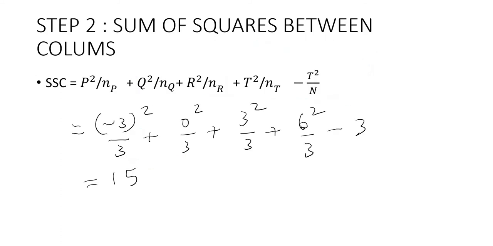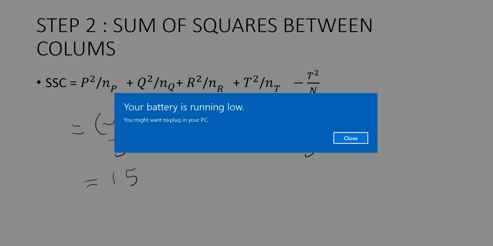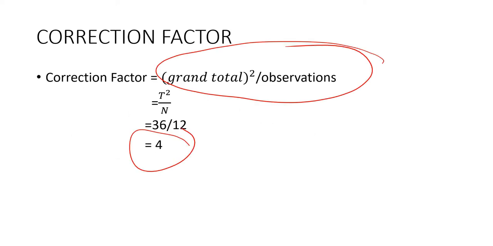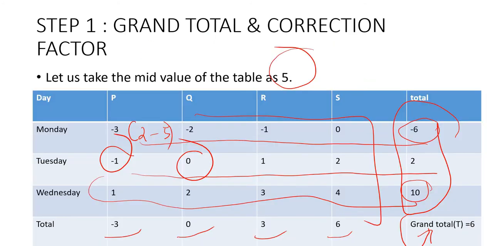Got it. Now the next is step 2, sum of squares between columns. You need to understand it here. The formula is: sum of squares between columns is P squared by nP plus Q squared by nQ plus R squared by nR plus T squared by nT minus T squared by n. What is P squared by nP? You can see here, this is minus 3. This is P, the total value is minus 3.